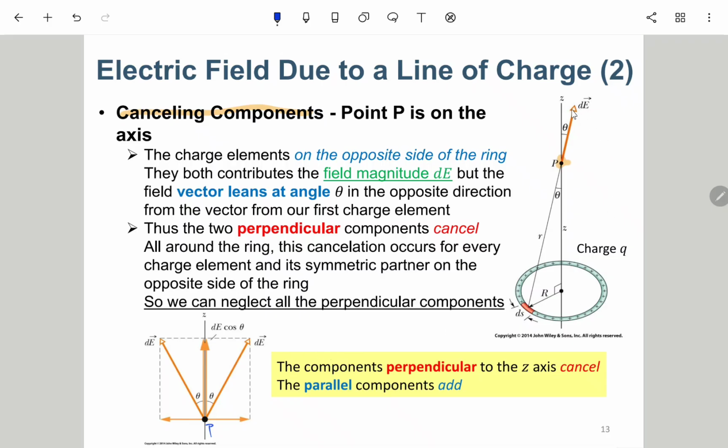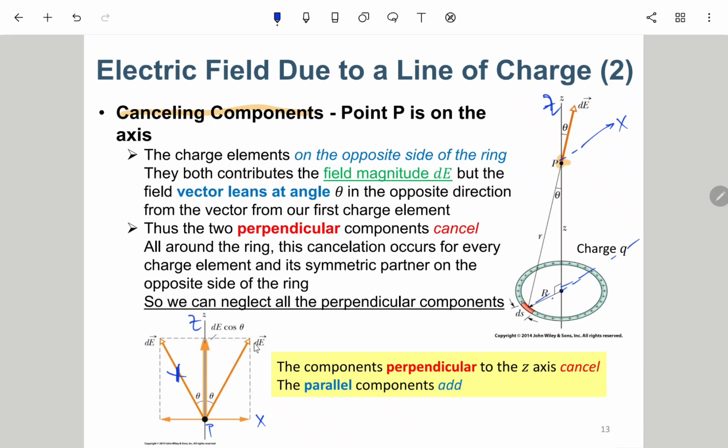So dE actually points to that side. Just ignore this one first. So you can consider this dE is generated by this ds. And then we can see, this is the z-axis, and then, of course, this will be, I don't know, can be called the x-axis. This is x-axis, this is z-axis, like this.